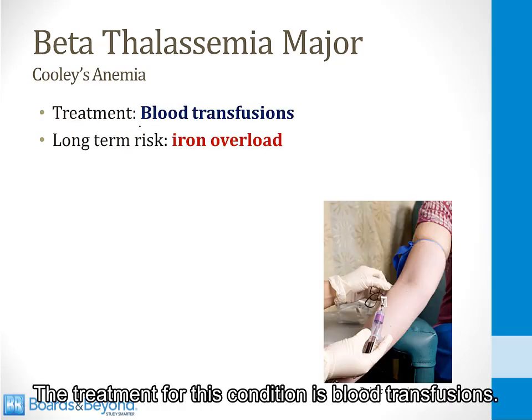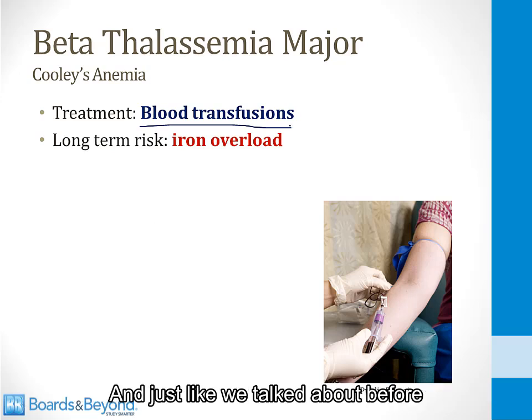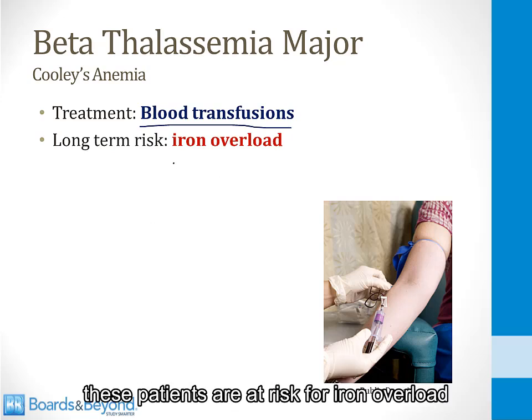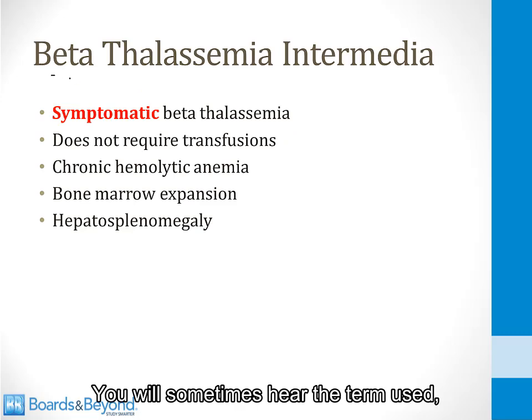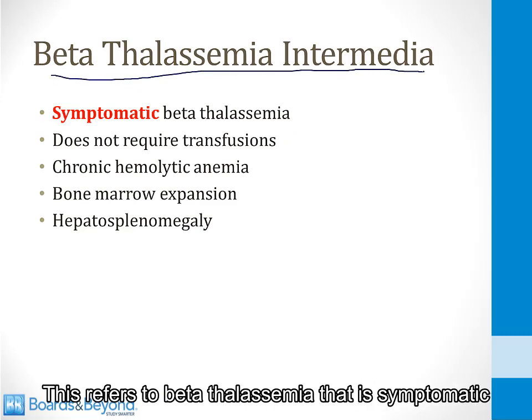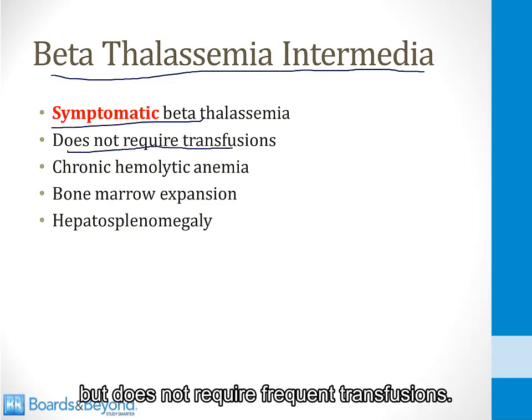The treatment for this condition is blood transfusions, and just like we talked about before with hemoglobin H disease, these patients are at risk for iron overload from the frequent transfusions. You will sometimes hear the term beta thalassemia intermedia. This refers to beta thalassemia that is symptomatic but does not require frequent transfusions.